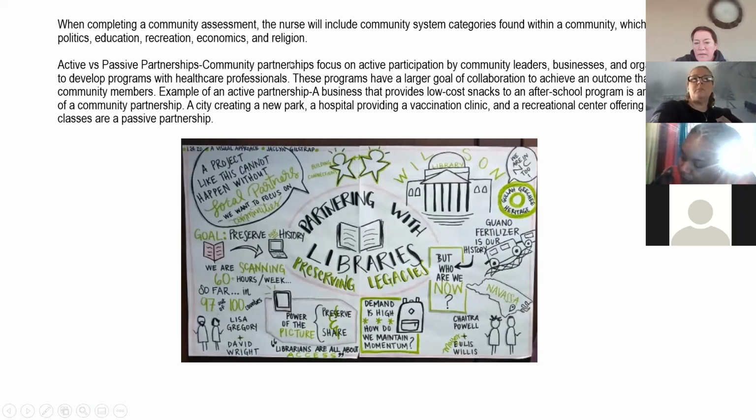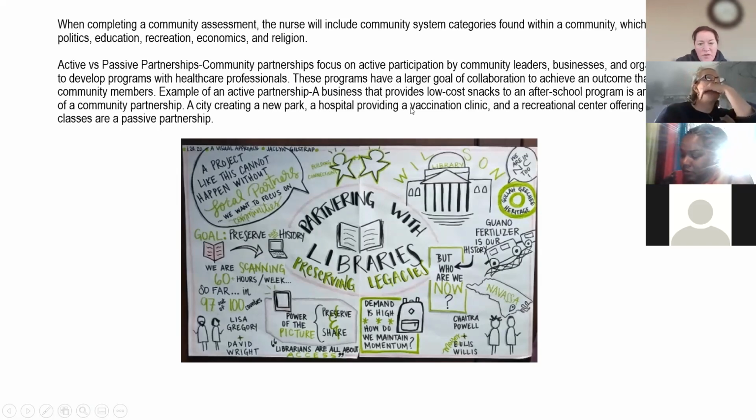Anybody remember what active would be? So active is going to be, go ahead, anybody. A business that provides low-cost snacks. Yeah, that's on the slide. Very good. Yep. And it's on your study guide. So what we want to remember, example of an active participant: when you're in an active partnership in a community, you're going to have other people involved in it. Okay. You're going to focus on community leaders, businesses, and organizations. So they have a larger goal of collaboration.